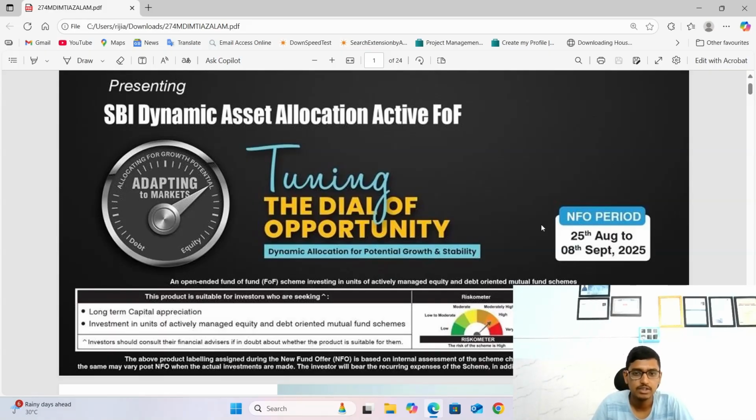So presenting to you the SBI Dynamic Asset Allocation Fund of Funds. The tagline is "Tuning the dial of opportunity, dynamic allocation for potential growth and stability." It is a new fund offering, and the offering dates are from 25th August to 8th September 2025.